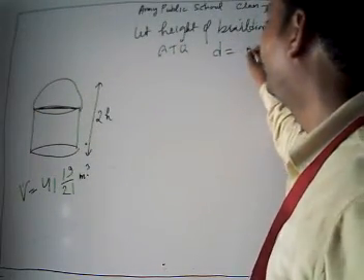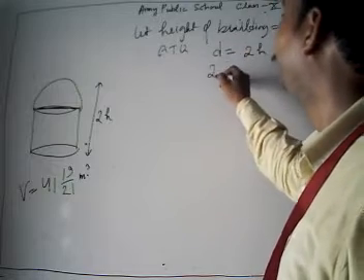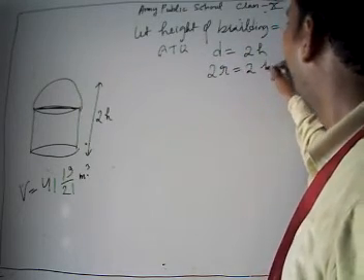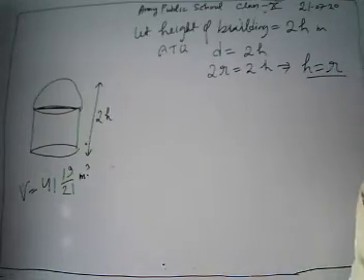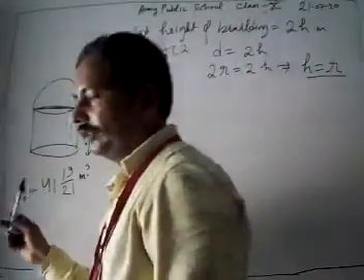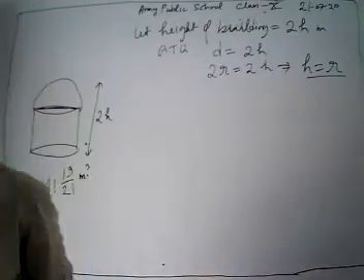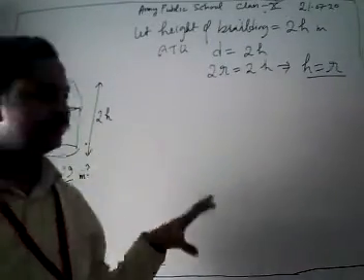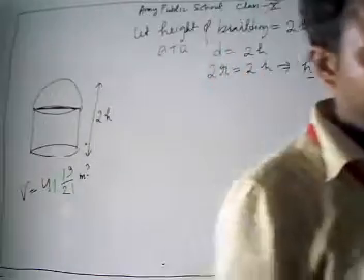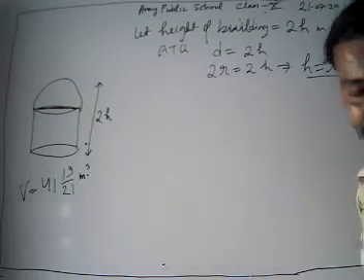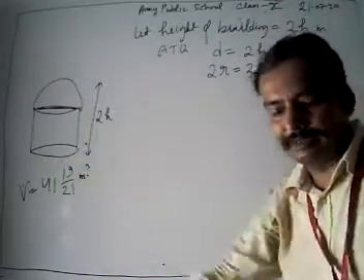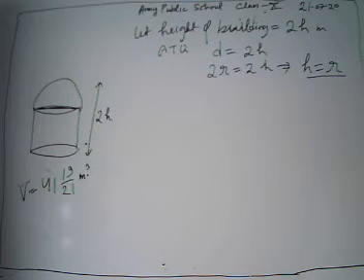D is equal to 2h, but what is D? Diameter is 2r. Then from here we get that half of the height is equal to r. Let the internal radius of the dome be r. Since the total height above the floor is equal to the internal diameter, we have small h equal to r.